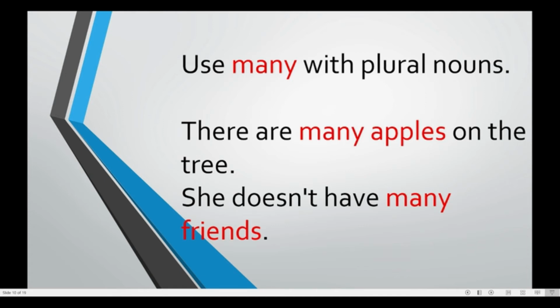Some examples are here. There are many apples on the tree. Here apples is a plural noun. Therefore we use many here. You cannot say there are much apples on the tree. Now the next sentence. She doesn't have many friends. Friends is also a plural noun. Therefore we use many with it.